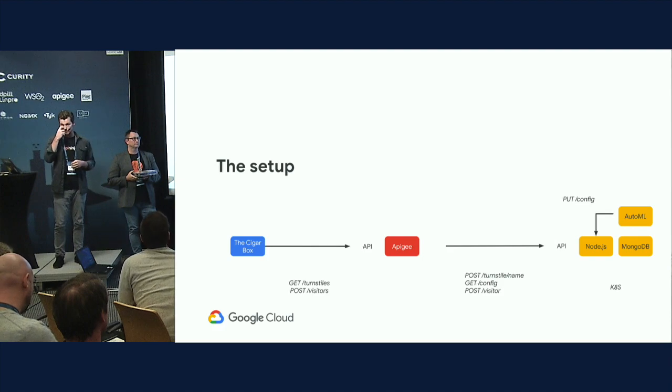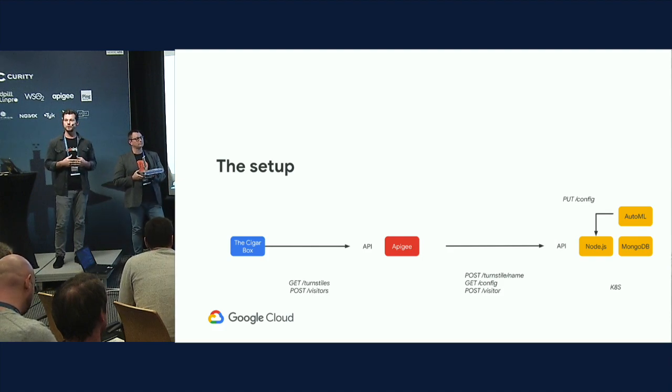So Apogee is there to receive those calls and proxy them to the service mesh. There are two pods we have running: one for registering visitors, and one for registering the turnstile as a device. And we've put that on Kubernetes in Google Cloud.